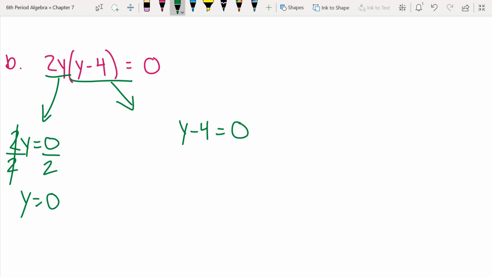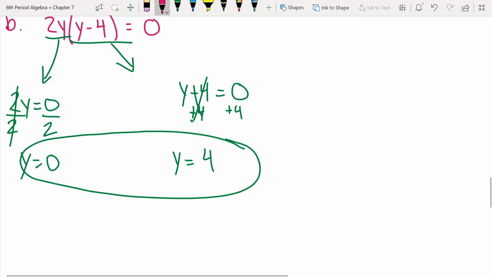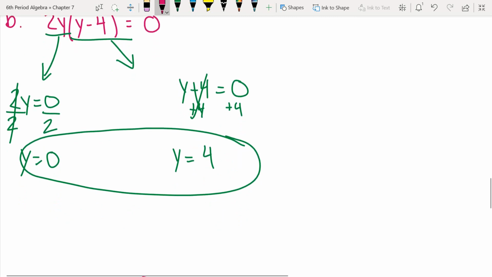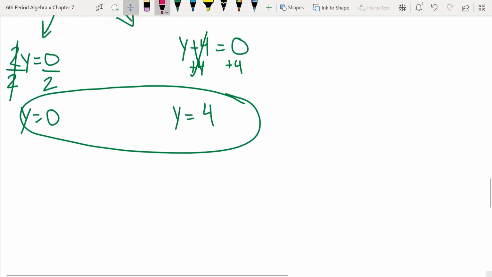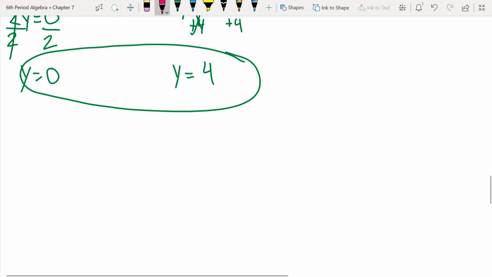On your second expression, y minus 4 equals 0, to get y by itself, you add 4, and you get y equals 4. So you should have 2 answers here, y equals 0, and y equals 4. Hopefully that went okay. I'm hoping by now you're starting to feel not too bad about this stuff. I am going to do one more for you, and then I'm going to show you, I don't really want to call it a challenge, but one that looks a little bit different.